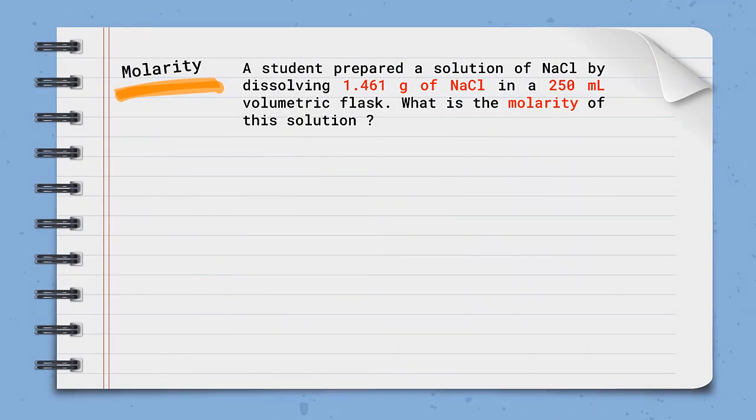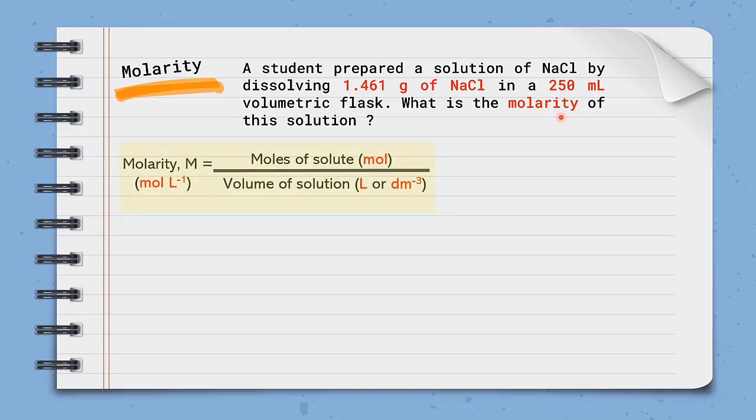Let's look at the calculations involving concentration measurements. A student prepared a solution of NaCl by dissolving 1.461 gram of NaCl in a 250 mL volumetric flask. What is the molarity of this solution? You need to first write the formula of molarity, where you have mole of solute divided by volume of solution. Always write this solute and solution.